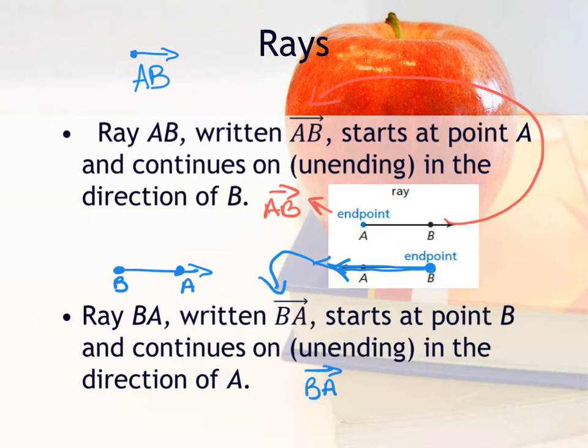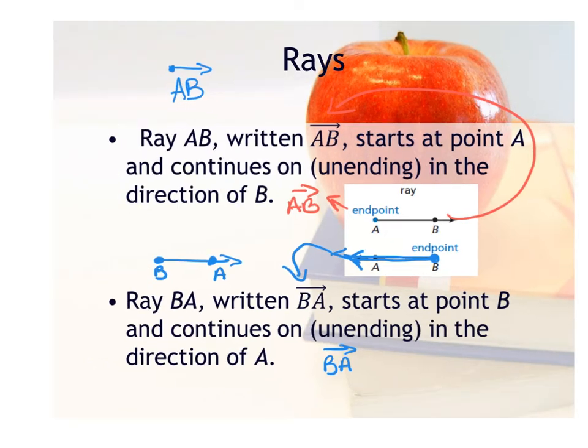So the order here is important. The first letter you write is the piece that doesn't have the arrow. Everybody good on this?